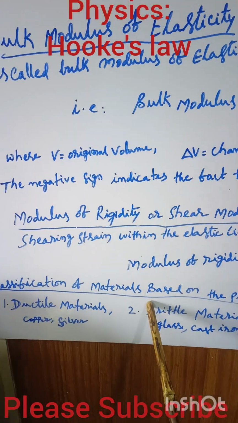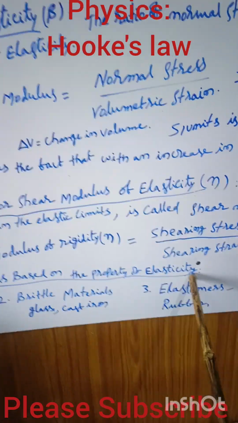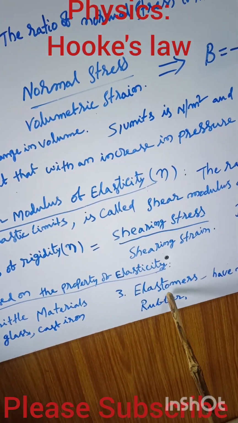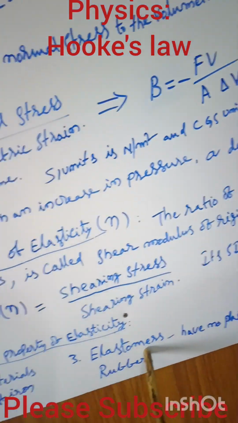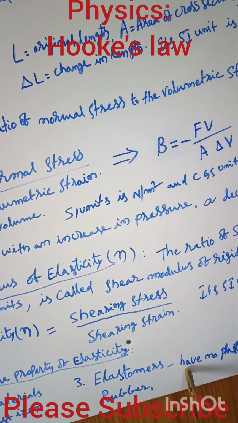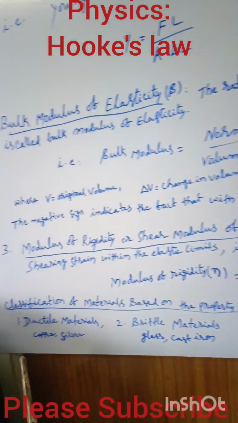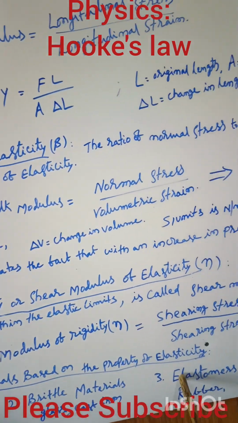Here is the classification of materials based on the property of elasticity. One is ductile materials, two is brittle materials, third is elastomers, which have no plastic range. So: ductile materials, brittle materials, and elastomers.